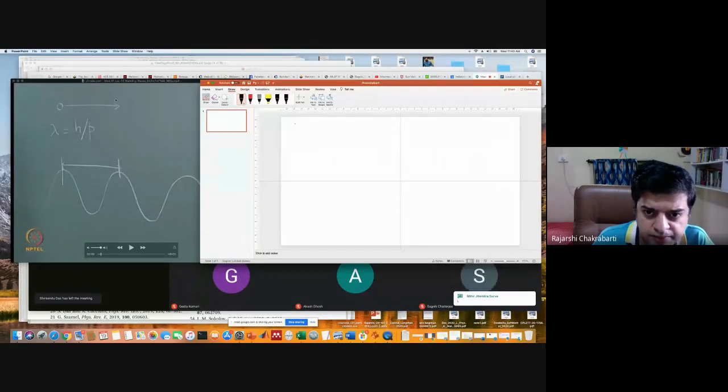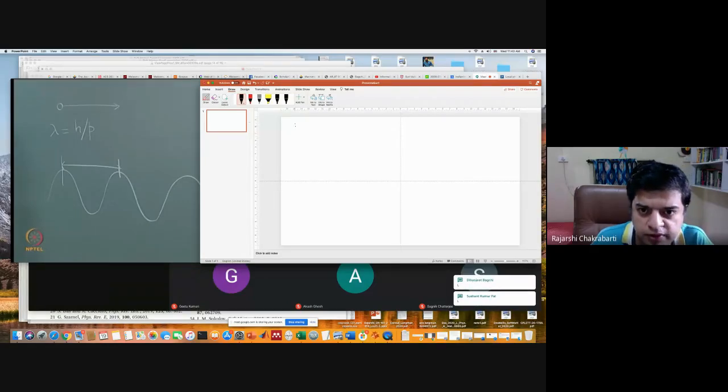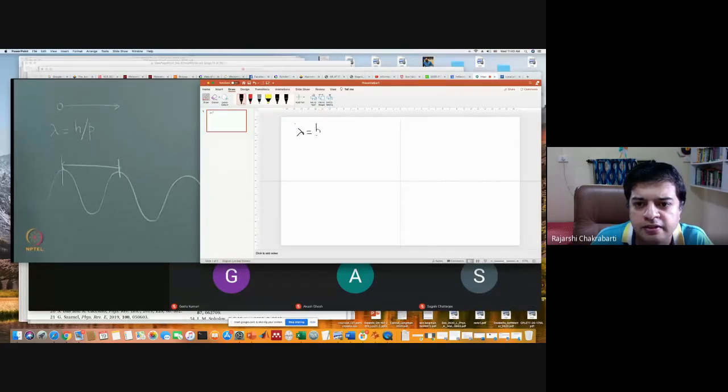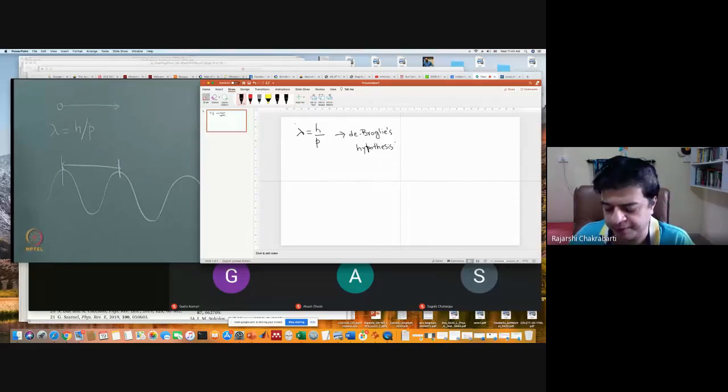Can you see the writing? Okay. So it says lambda equals h divided by p. Okay. And this is called de Broglie's hypothesis, isn't it? And this is called relation or hypothesis. Why is it called a hypothesis? Any idea? Why is it called a hypothesis?